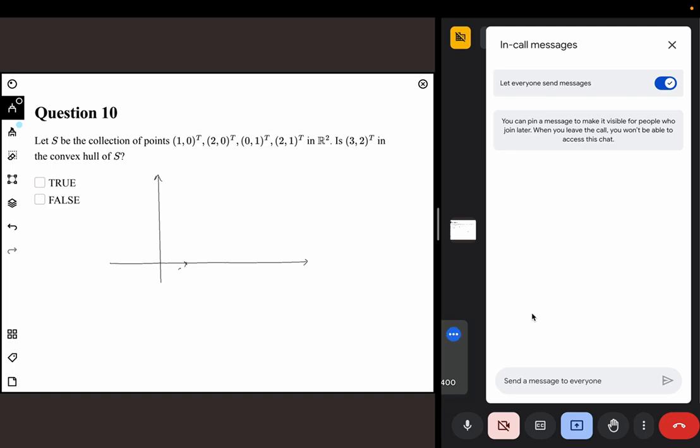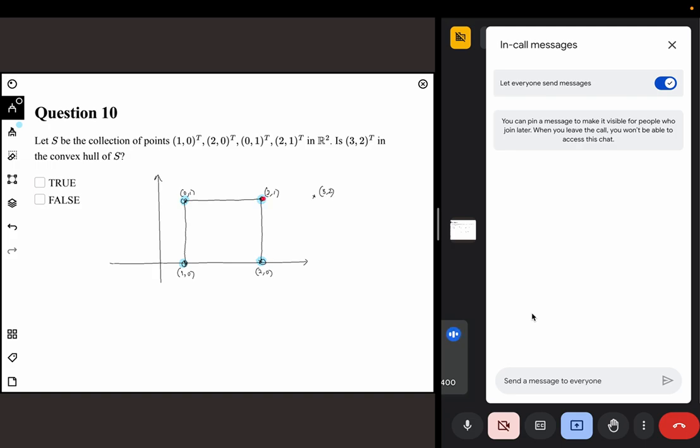But for now, let's say we have these points, (1, 0) and so on. This is basically a square. I'm saying only these points are there in my set. This is just a collection of points. The lines are there, but lines are not part of the set. My set is basically these 4 points. Now I'm giving a new point, (3, 2). (3, 2) will be something here. So it is not lying in the convex hull, right?